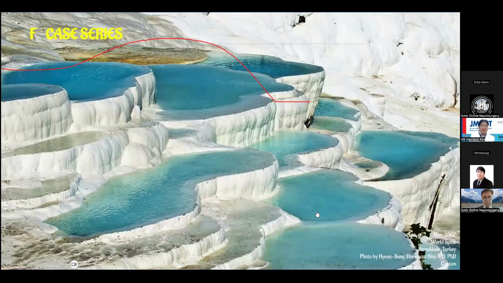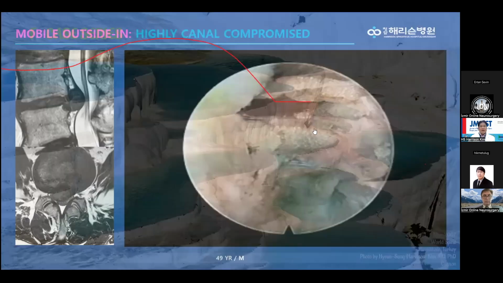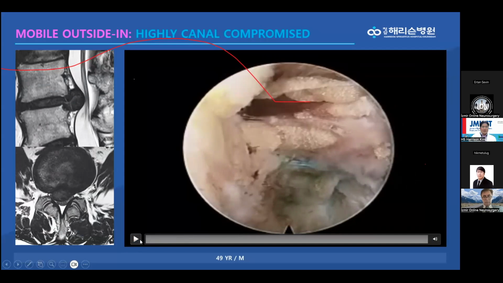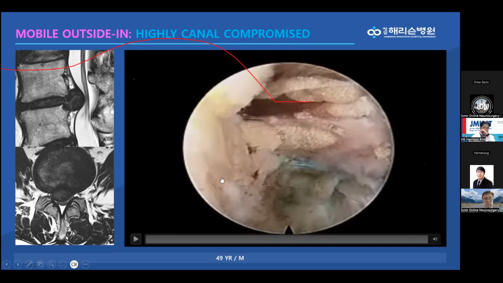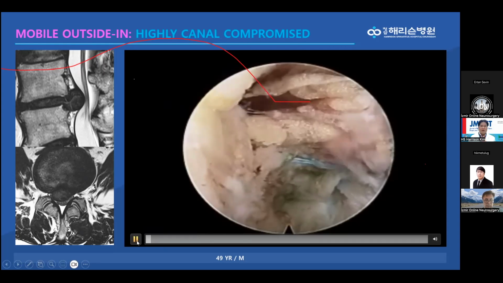Finally, let's review these procedures using cases. Firstly, you can see a 49-year-old male patient with a high canal compromise. Fortunately, this patient has a wide foraminal space, so this patient did not need foraminoplasty. But I already mentioned that exposing the epidural space is very important, and you can also see that I do not insert the working channel into the disc space, but still mobilize the working channel.